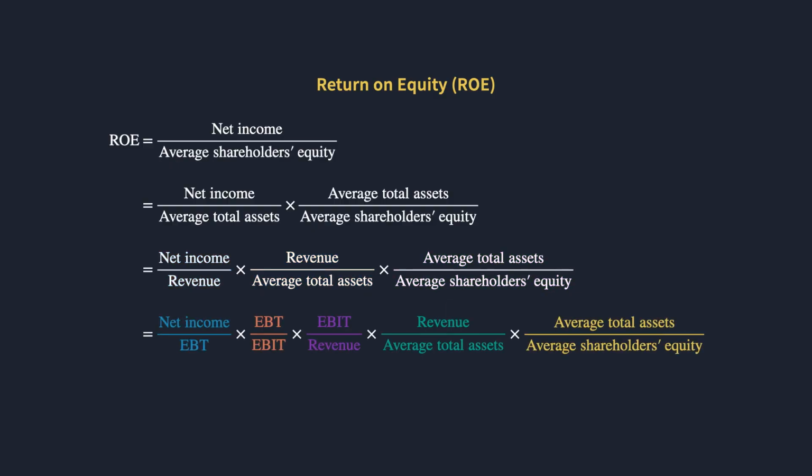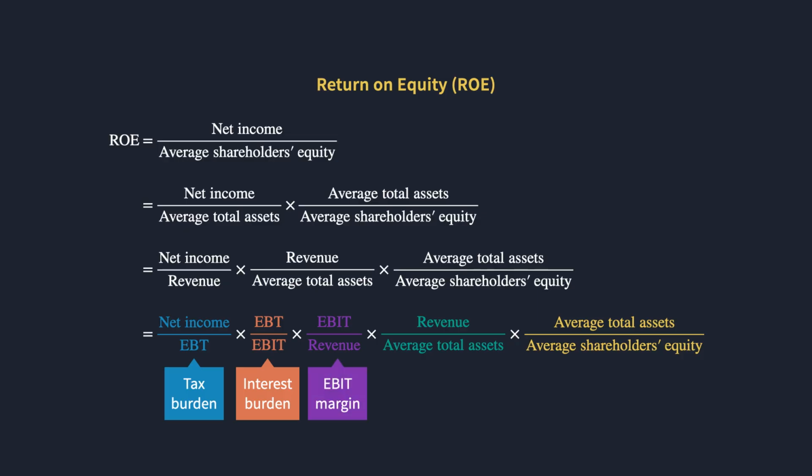And finally, there's the five-way breakdown of ROE. Net income over earnings before tax, which is the tax burden, times EBT over EBIT, which is the interest burden, times EBIT over revenue, which is the EBIT margin, times revenue over assets, which is the total asset turnover, times assets over equity, which is the leverage.